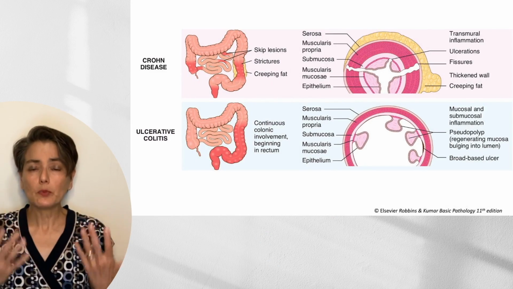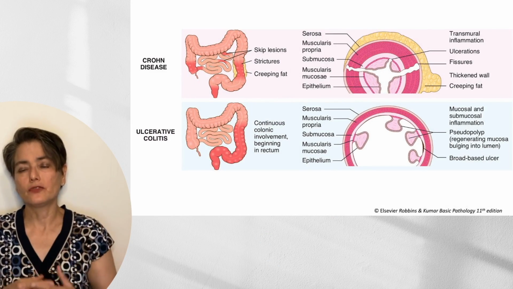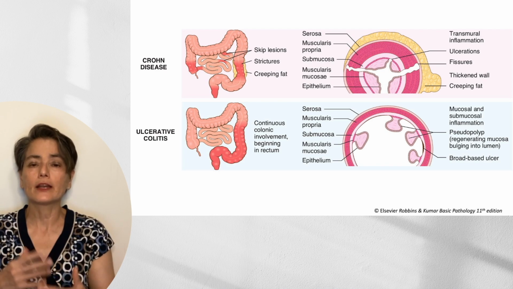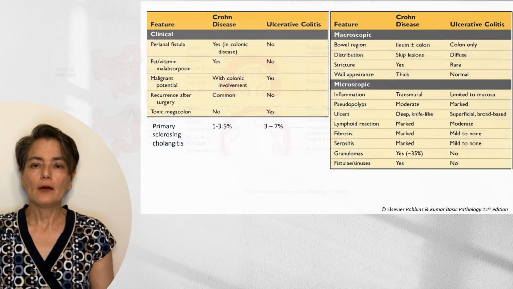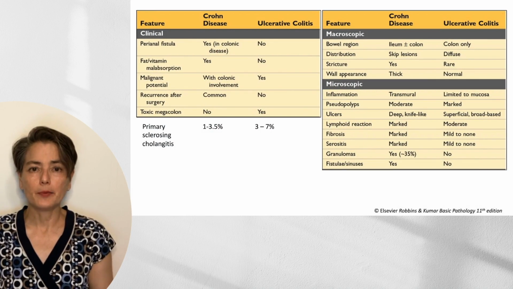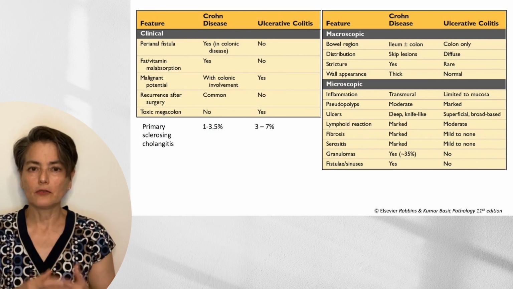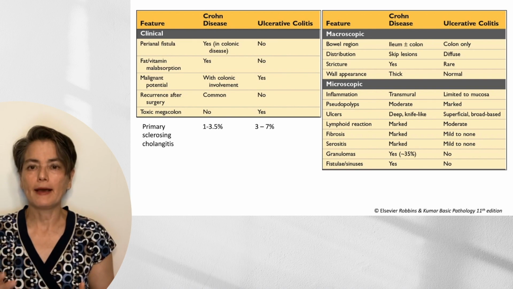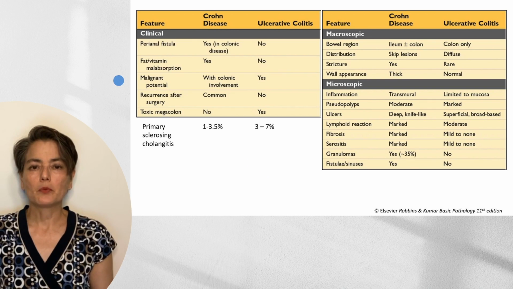So now that we've gone through it, I hope that you look at this figure with fresh eyes and it all makes sense to you because we've seen everything that we've discussed here. And now I'm going to just finish up with a table, which again has the clinical features on the left as well as the macroscopic and microscopic features. Now's the moment when we're going to talk about malignant potential.